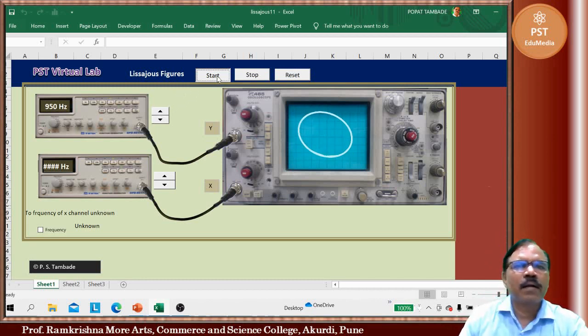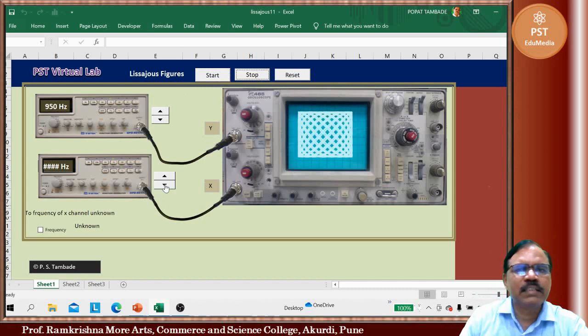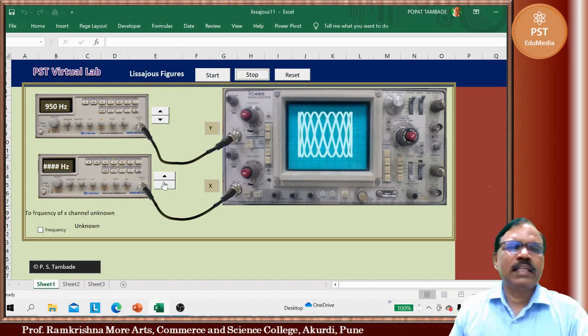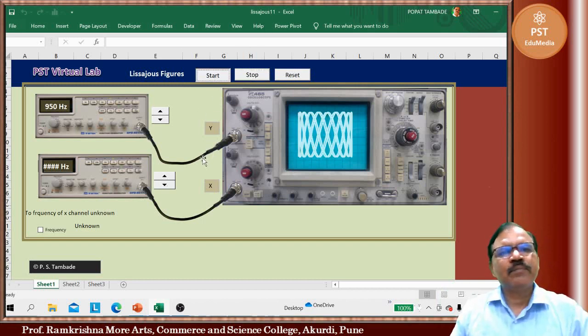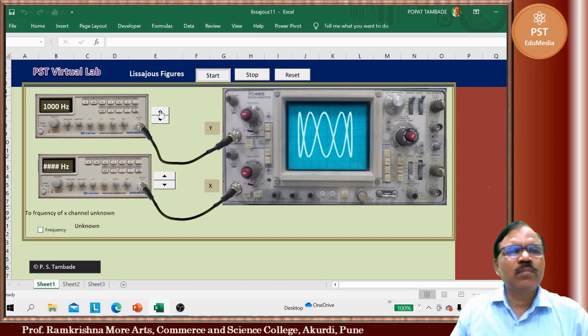Now I will change this frequency. I will adjust some unknown frequency here again. I have adjusted some unknown frequency. Now start here. Now adjust the frequency of the known source.